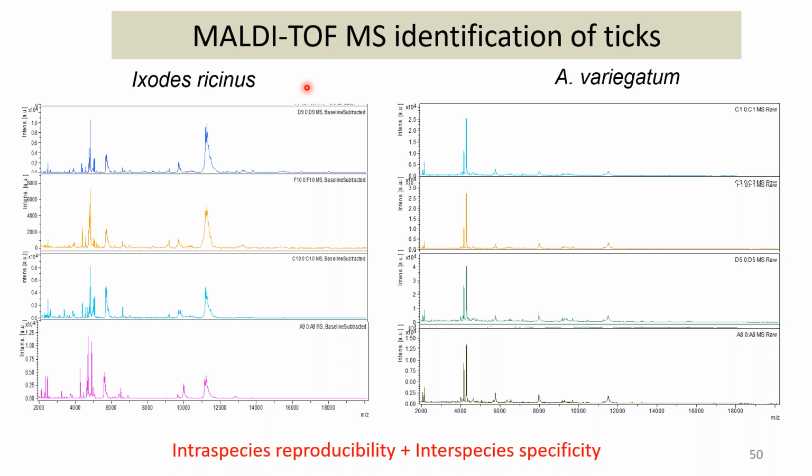And what you can see is that the spectra of Ixodes ricinus are really reproducible. The spectra of Amblyomma variegatum are really reproducible too, but the two species provide different spectra. So here we check intraspecies reproducibility and also interspecies specificity.